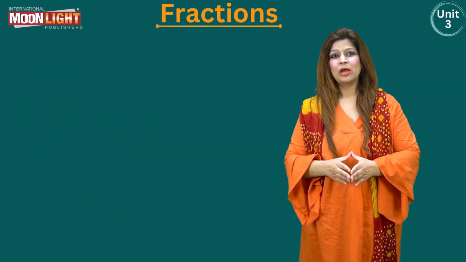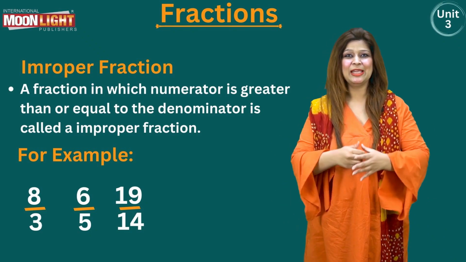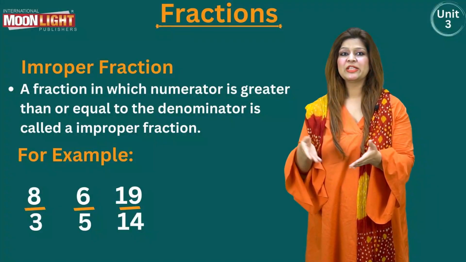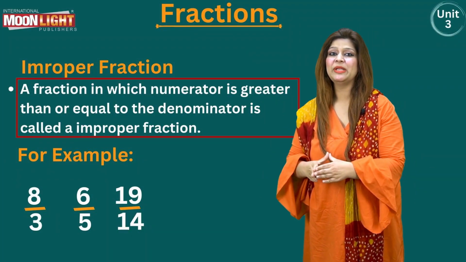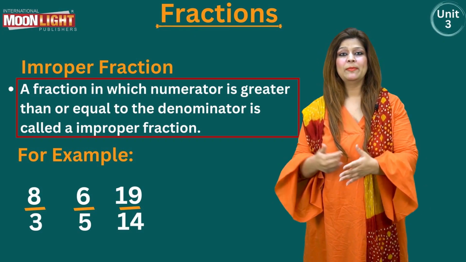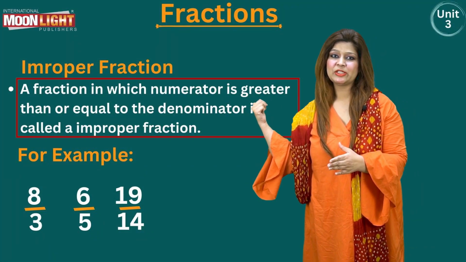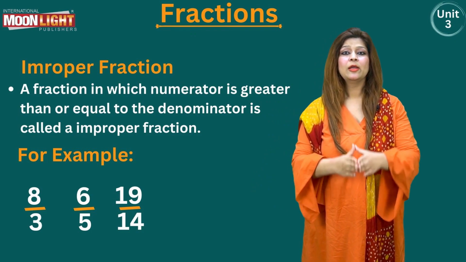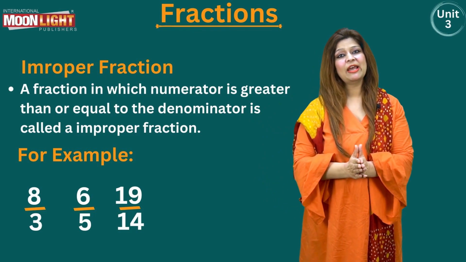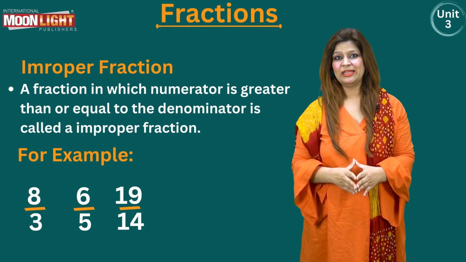Now, let's talk about the improper fraction. An improper fraction is totally opposite to it, and you need to remember this very interesting thing. An improper fraction is a fraction in which the numerator is greater than or equal to the denominator. This means that we call it an improper fraction. We are going to have some examples here as well, but before that, you need to check one thing.